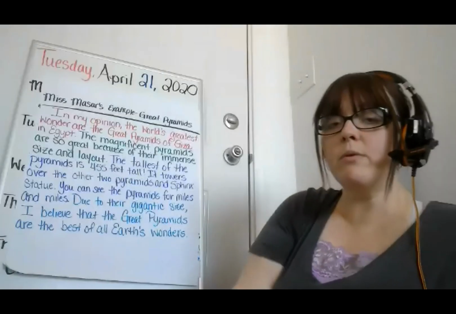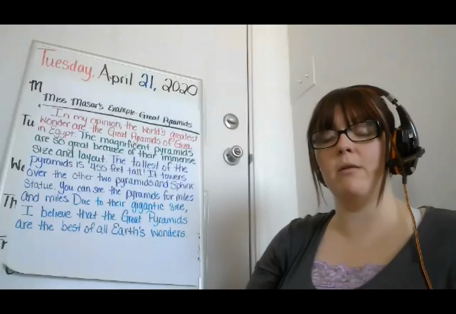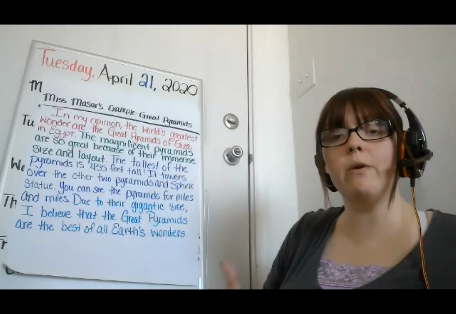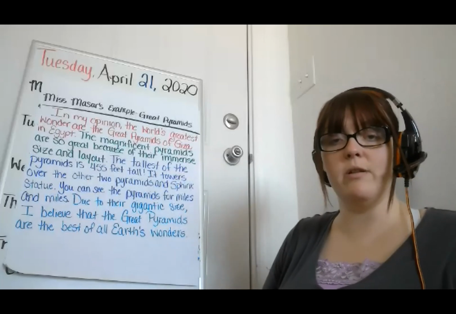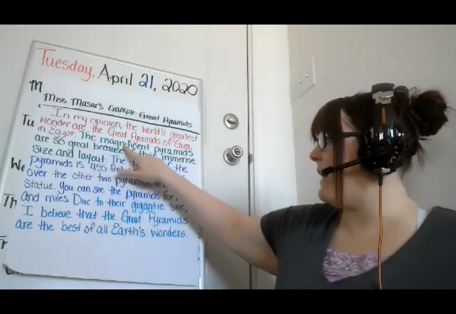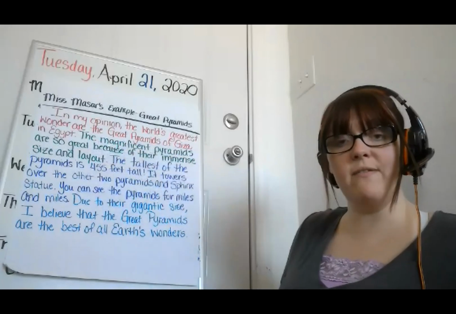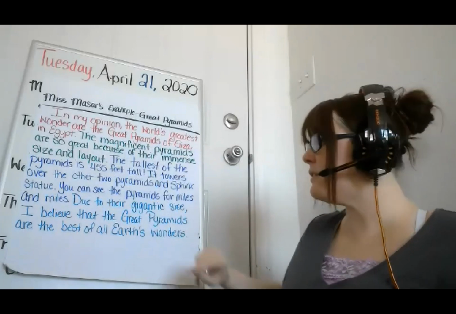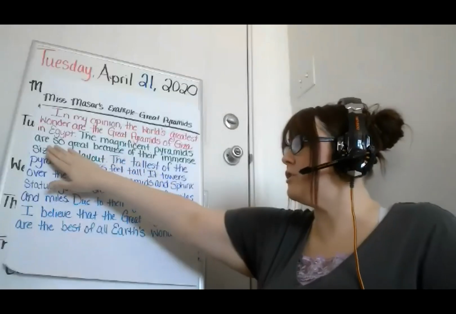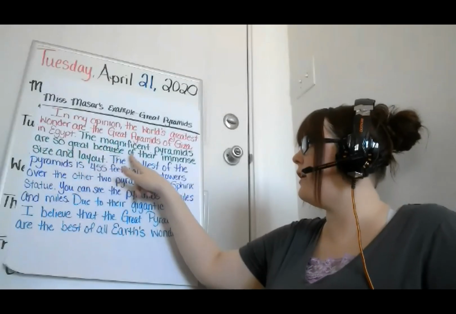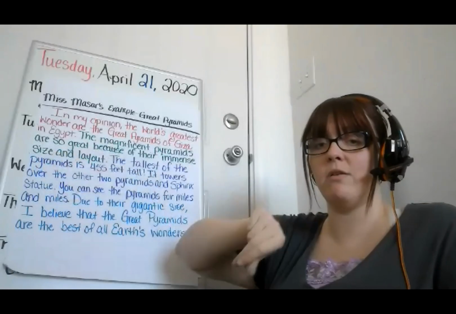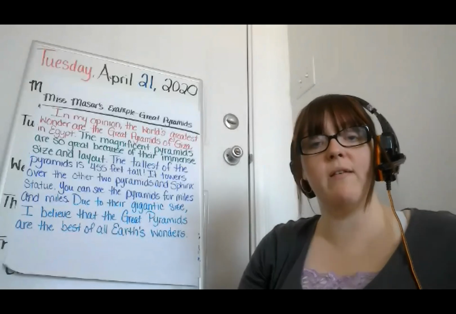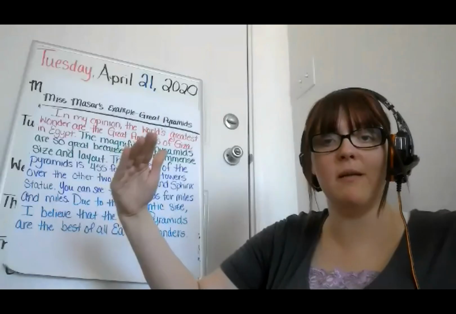So in my example, I'm telling you that I think that the Great Pyramids are the best wonder of the whole world. Now I'm going to go to my R. I'm going to give you a reason why the Great Pyramids are the best. And I'm going to say the magnificent, remember the video said to use lots of adjectives? Magnificent is a really good adjective that shows you how great something is. The magnificent pyramids are so great because of their immense size and layout. So I'm telling you that in this paragraph, I'm saying the pyramids are so great because of how big they are. They're the biggest and the best.